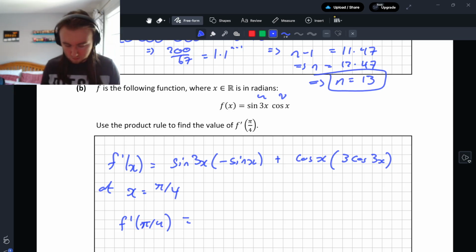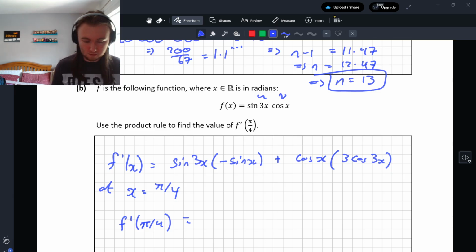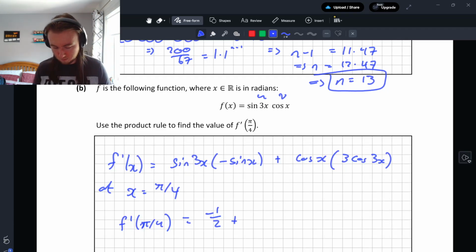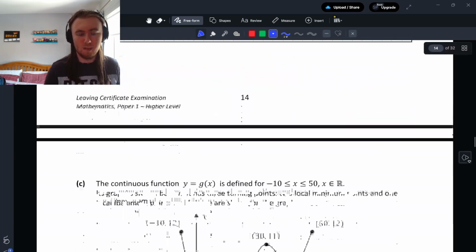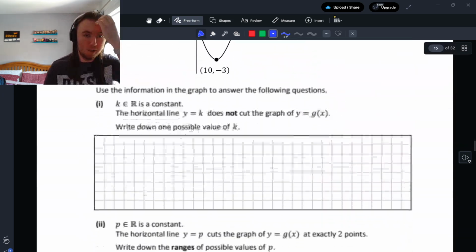So sine of 3 pi on 4 times sine of pi on 4, and then just negate it, is minus a half, plus this. So cosine of pi over 4 times 3 cosine of 3 pi over 4, which is minus 3 over 2. So that's equal to minus 2. Again, I'm probably getting a lot of these calculations completely wrong, but I am speedrunning this.